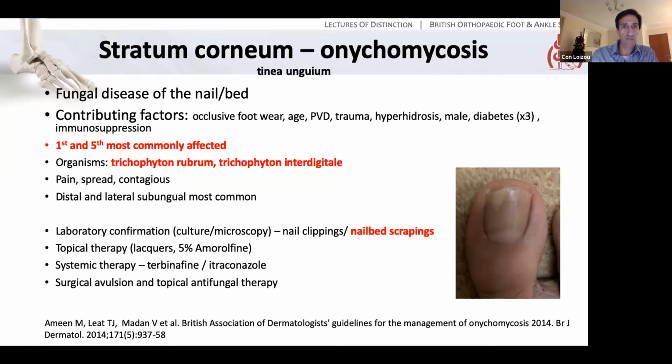And the causative organisms, Trichophyton rubrum and Trichophyton interdigitale, are the same organisms that actually cause athlete's foot. Now, it can be painful, it can spread to deeper layers of the skin and bone, and it is contagious. Lab confirmation can come from nail clippings or nail bed scrapings, which is better, and therapy can be topical if the infection involves less than about 20 to 50% of the nail, or systemic. And on the practical side of things, if you consider surgical avulsion, always consider topical treatment afterwards.